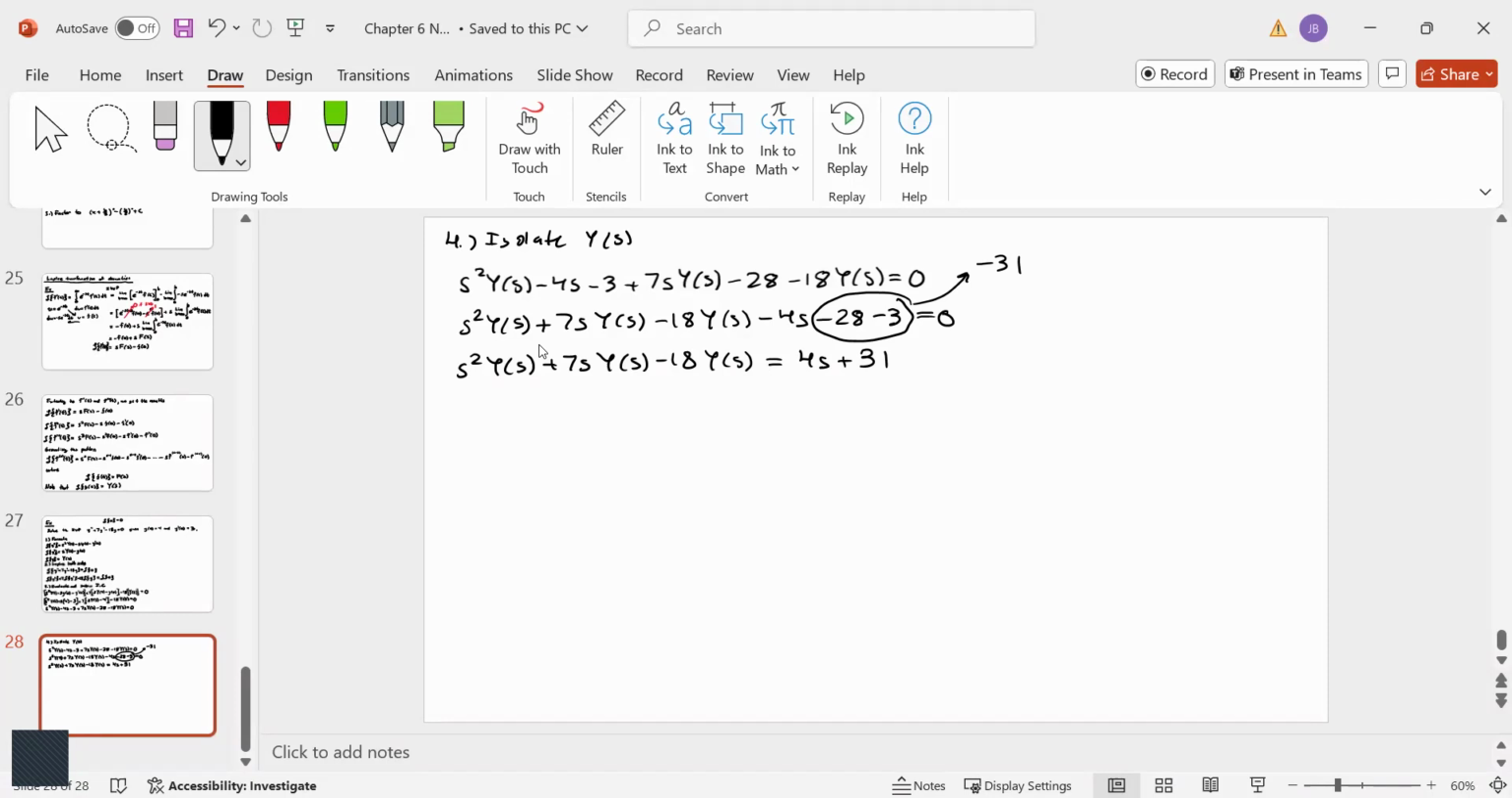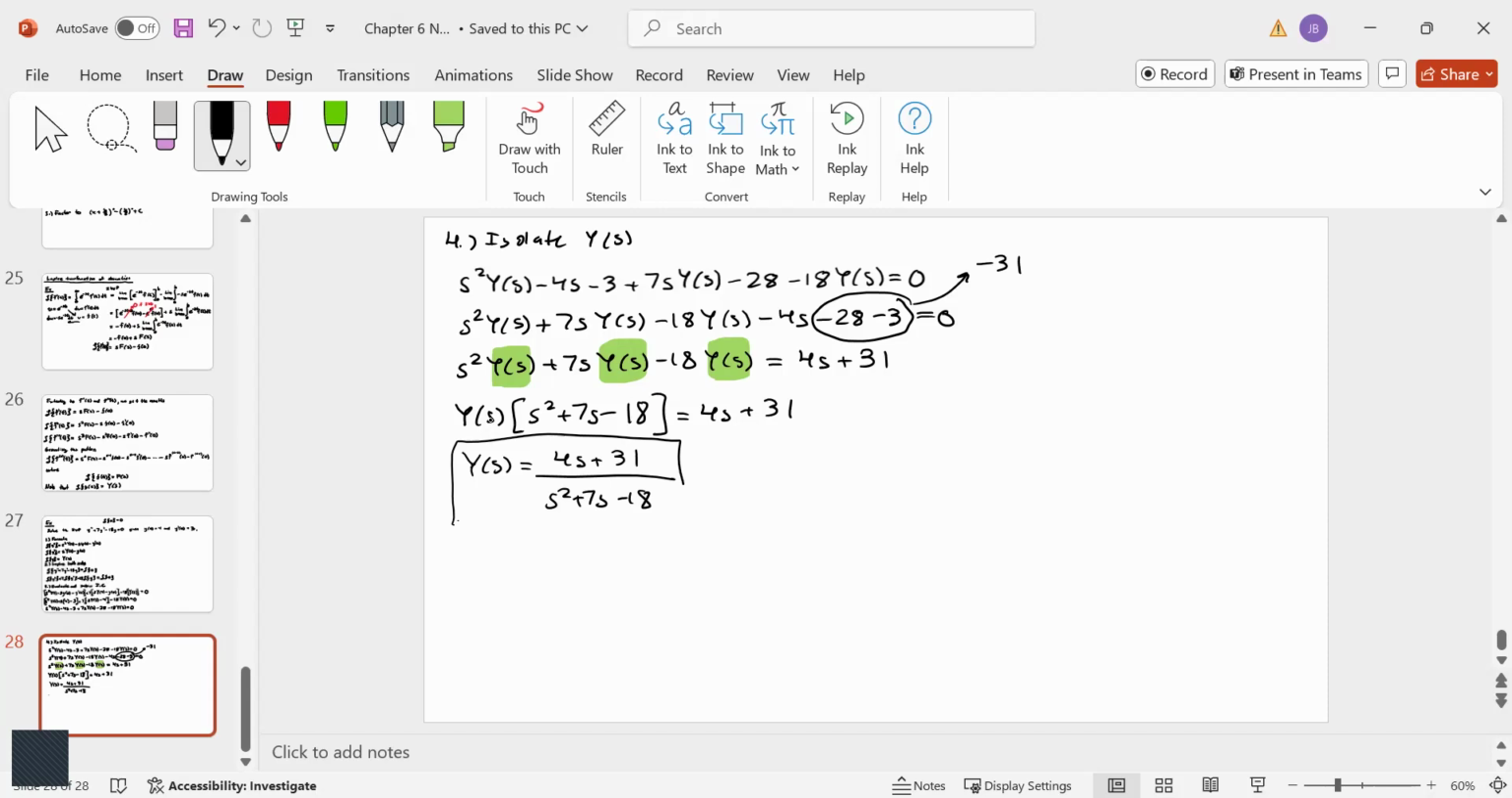Now notice that these all share a Y of s term, which you want, that's by design. Again, there's not a single 5 in this entire problem. So then Y of s is factored out, and we get s squared plus 7s minus 18, like that. And there you go. We have isolated Y of s. After we divide it over, we get 4s plus 31 over s squared plus 7s minus 18.